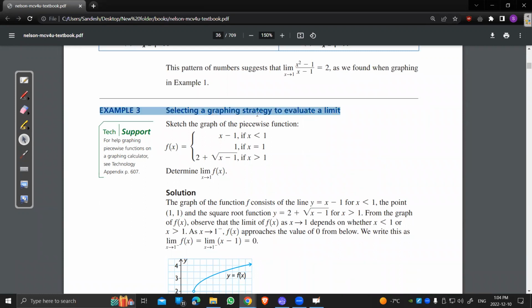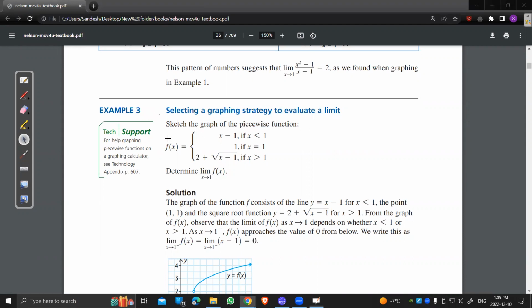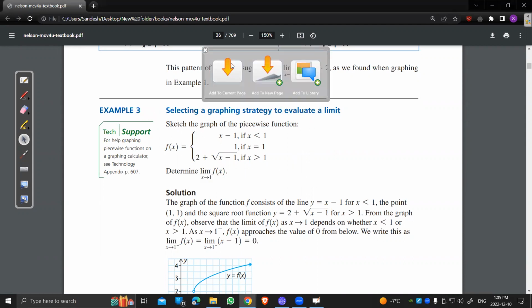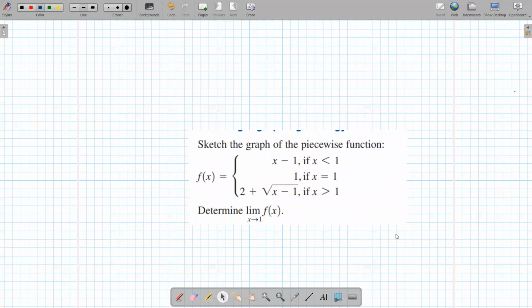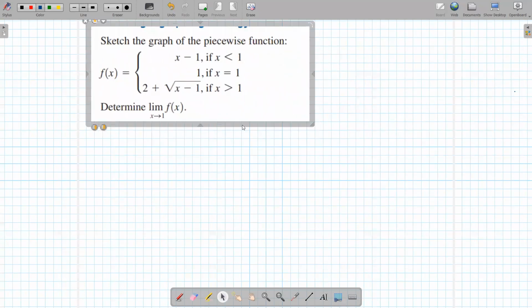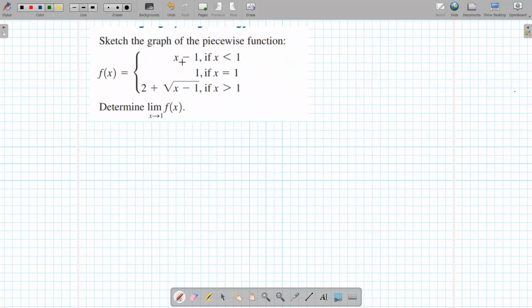Let's look at this. So we're basically going to be doing some things like the AP stuff. I'm going to start off with limits. And this is the example question. It wants us to graph this. It's made up of multiple parts, depending on what the x value is.